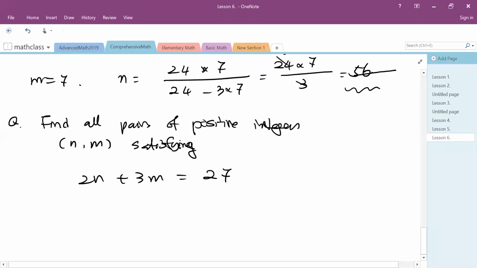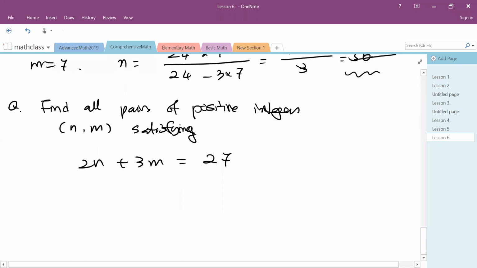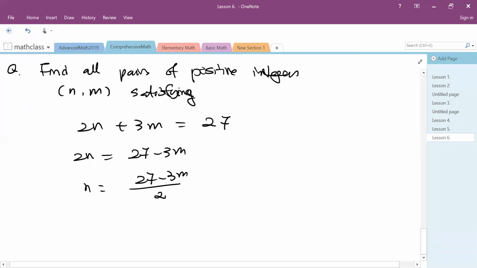It's very similar to the above problem. You can solve for n, you can solve for m, in terms of variables. Let's just solve for n. That's 27 minus 3m, and that's a little bit easier because I only have one m here. So n equals (27 minus 3m) divided by 2. Then you just list all the possible values.